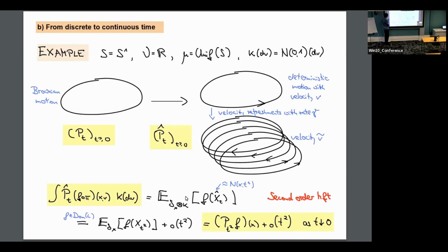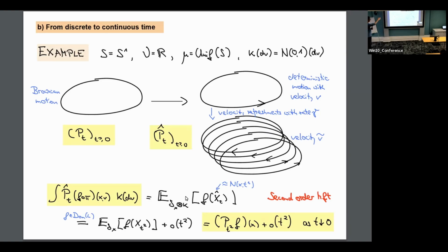Okay, so let's see what we get. We do the same thing that we did before, but now with P_t hat instead of P. So we take the integral of P_t hat f against π κ dv. What's that? Well, this is just the expectation, if we start in the point x and in the normal distribution in the velocity, of the function f evaluated at X_t hat, where X_t hat is the position of our lifted Markov process. So that's just the expectation when we start the lifted process in x and the normal distribution, and then take f of X_t hat.